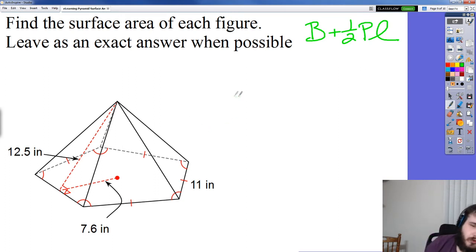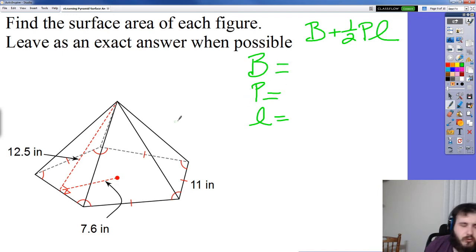Okay, so once again, find your B, find your P, find your L. And again, since this is one of those regular figures, the perimeter is going to do a double duty. So just be aware of that. Maybe you find the perimeter first for these. It's up to you. 11 times 5 is 55 for the perimeter.